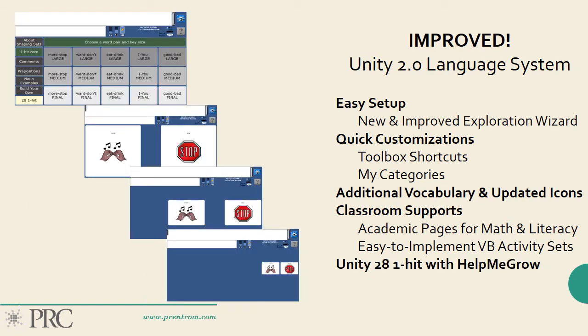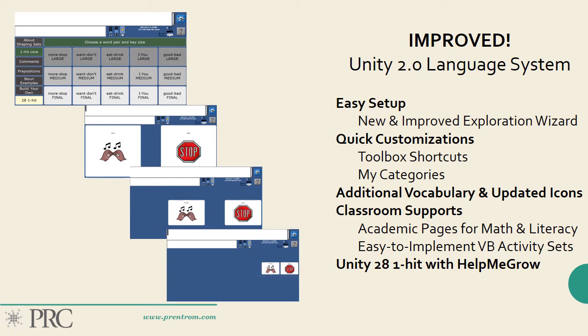Another addition to this Unity 2.0 is Unity 28 one-hit with Help Me Grow. And some of you have known for a while that we've had shaping sets that are available from our consultants, and this finally just got them into our device. So it allows children who are using eye gaze, for example, a girl with Rett syndrome or somebody who has cerebral palsy and is using their eyes to communicate, the opportunity to really start big. So start with more and stop, for example, as big targets. And then those targets gradually shrink until they reach down here, their final destination.